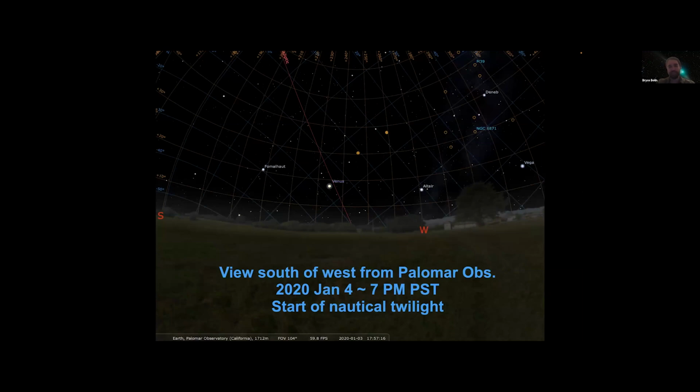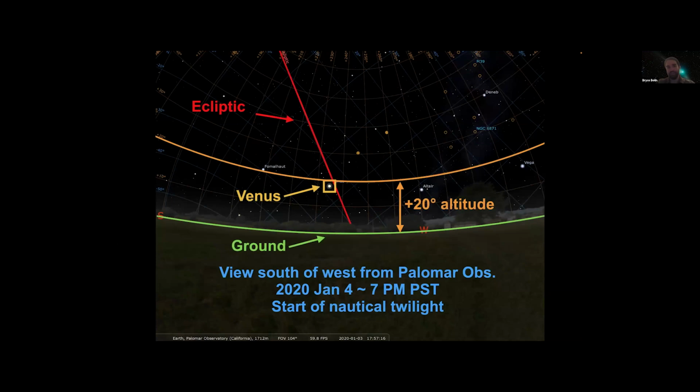Just practically speaking, I'm going to draw some lines for reference here. The red line is the ecliptic. The orange line is the 20-degree altitude limit of the Palomar Zwicky Transient Facility telescope, which I'll describe in a moment here. But just know for now that it has a 20-degree altitude limit. This yellow box shows the location of Venus, and this green line shows the location of the ground.